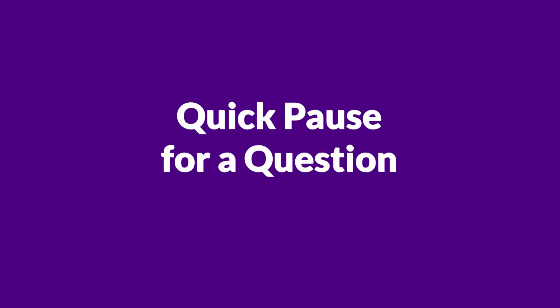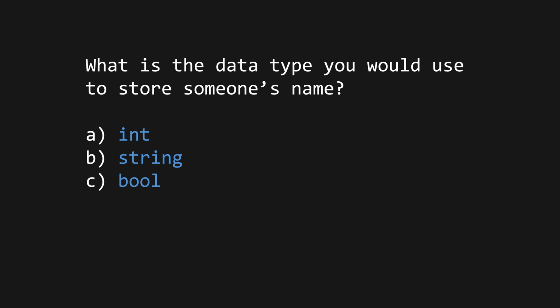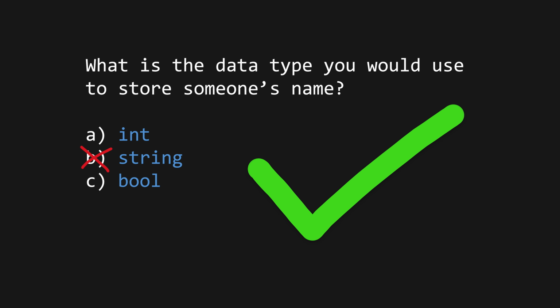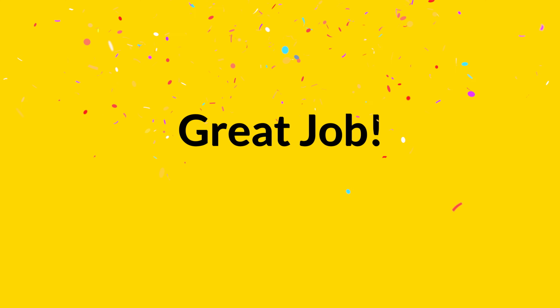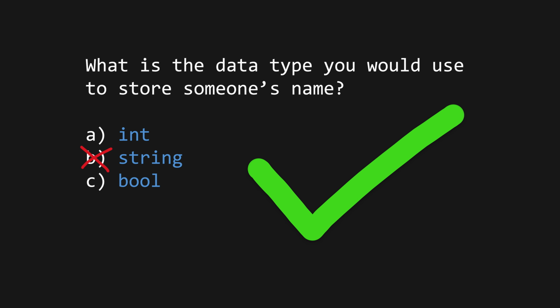Now, let's pause for a second and make sure everything's clicking so far. Here's a quick question for you. What is the data type you would use to store someone's name? A. Int. B. String. C. Bool. Take a moment to think about it. The answer is B. String, because string is used to store text like your name. Great job if you got it right. If not, no worries. Just keep practicing and it'll all make sense soon.